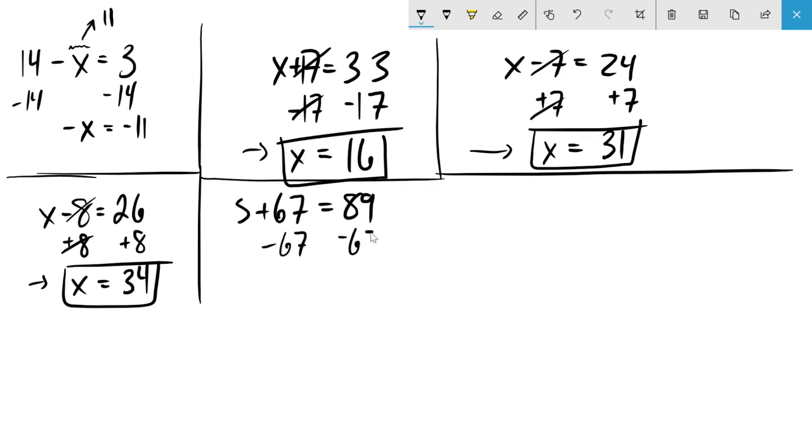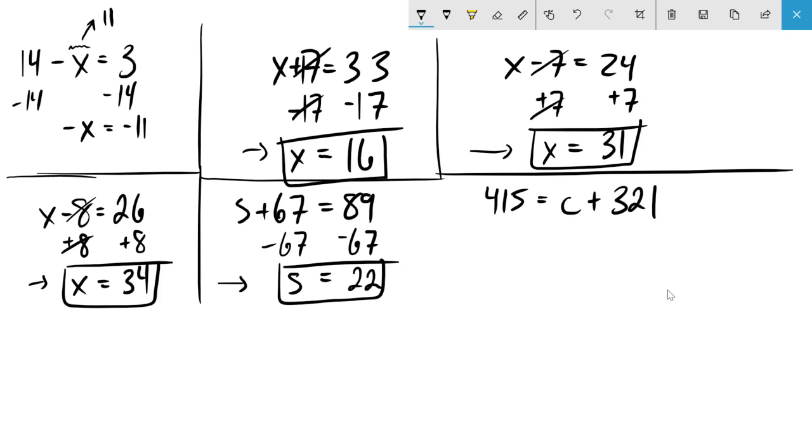Subtraction. Always the opposite operation, right? So then S would be left over here. 89 minus 67, what's that? 22? Yeah. All right. It doesn't matter which side the variable is on. The strategy is going to still be the same.